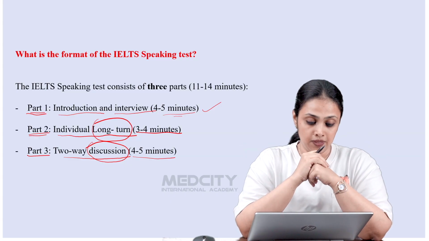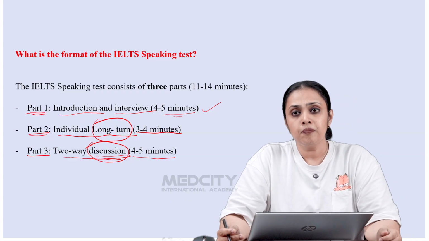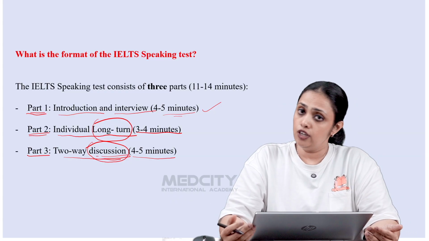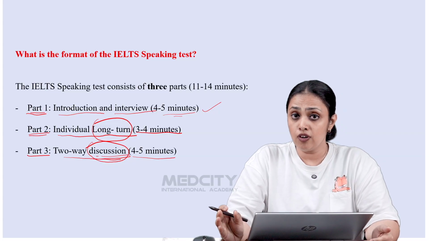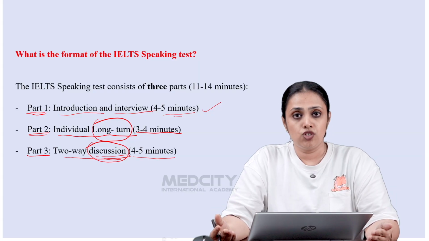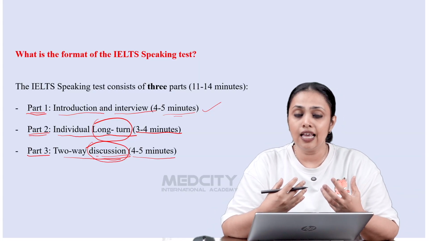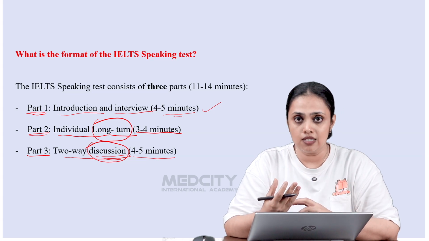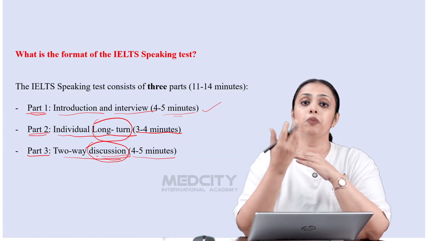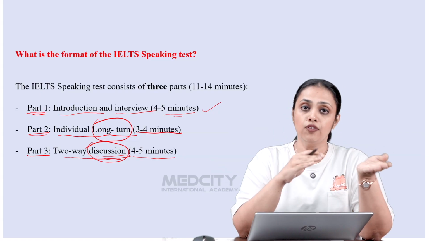That's how it works. And one more thing: it is called a two-way discussion because a lot of opinion-based questions will be asked in part 3, wherein you state your opinion. But for the opinion that you have stated, the examiner can always cross-question you. So it is a discussion rather than a question and answer, because based on the opinion that you have stated, the examiner can put in a different question.